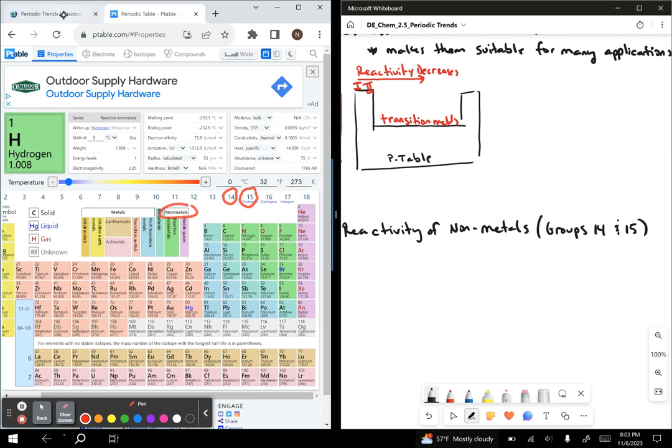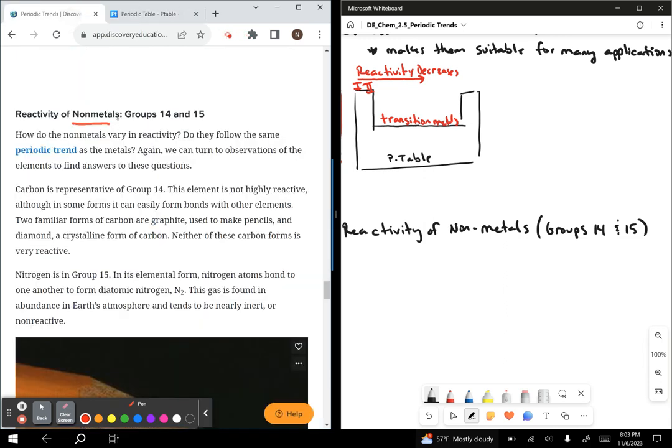All right. So what does it say about that? How do the nonmetals vary in reactivity? Do they follow the same periodic trend as the metals? It's a good question, isn't it? Again, as we turn to observations of the elements, we'll find answers to these questions. So if you start with carbon as a representative group 14, this element is not highly reactive. And you can read some of the details here.